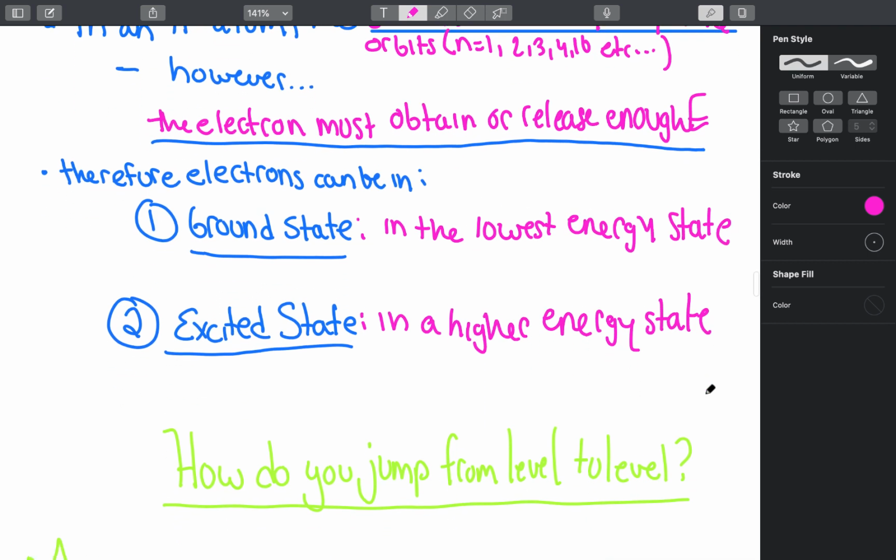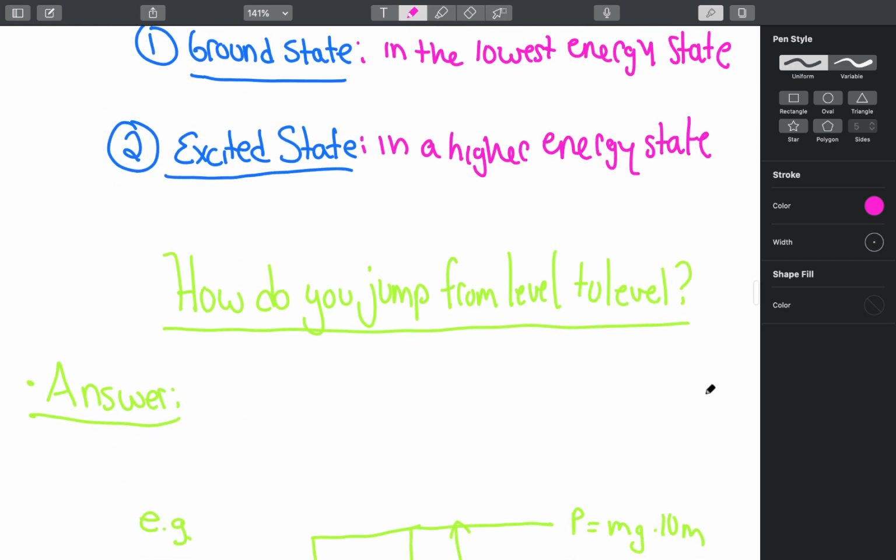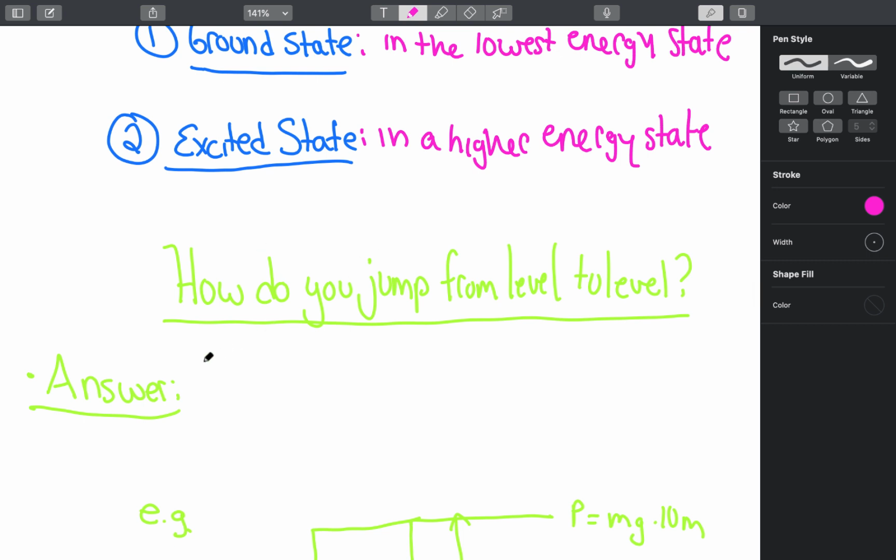So how can we jump from the ground state to an excited state? In other words, how can we jump from a lower energy level to a higher energy level, or from a higher energy level to a lower energy level? And the answer is by absorbing or emitting energy.